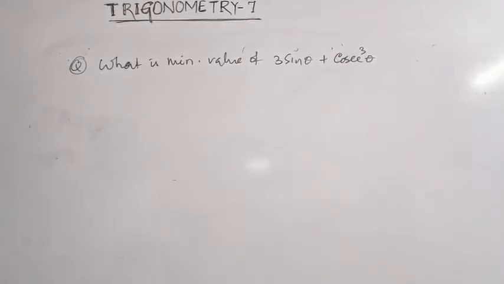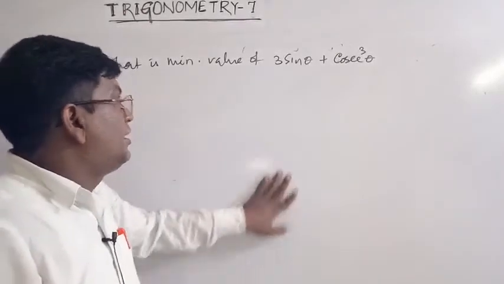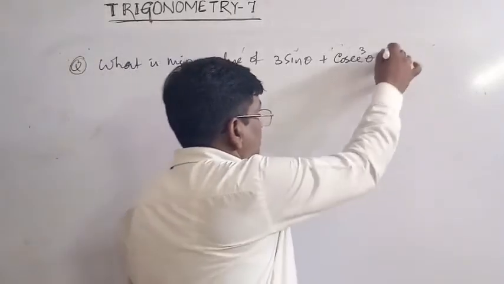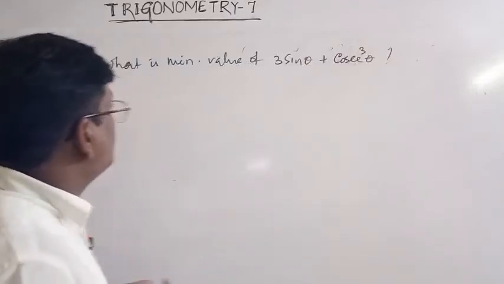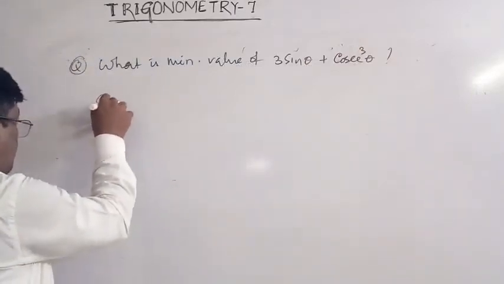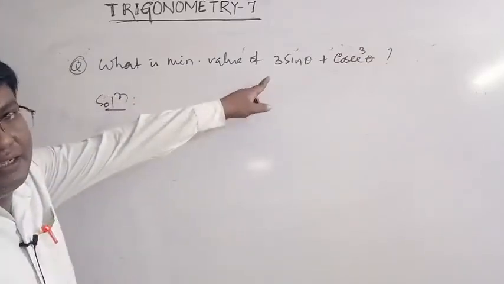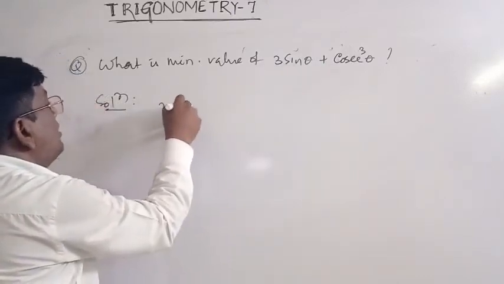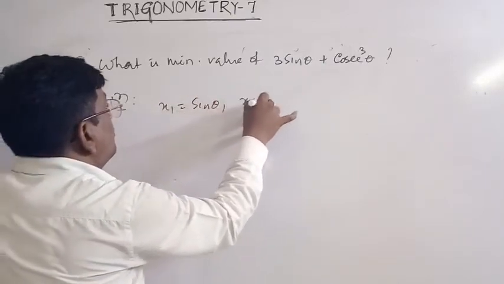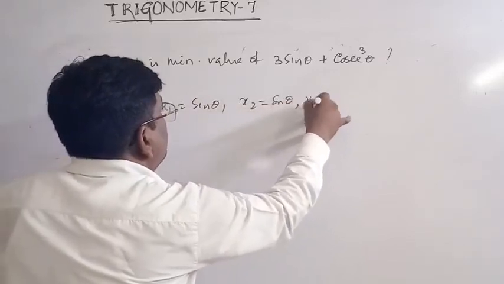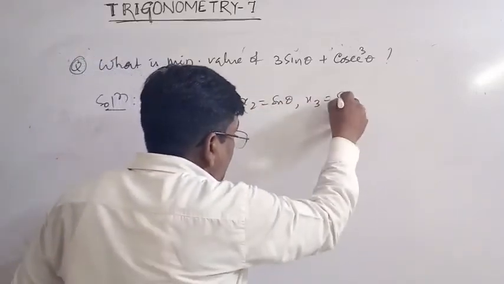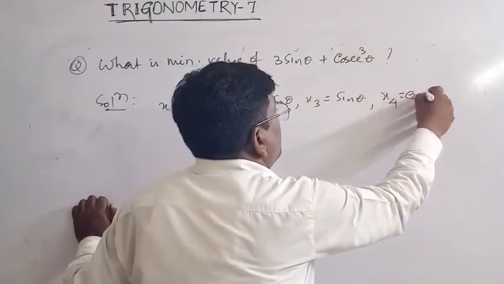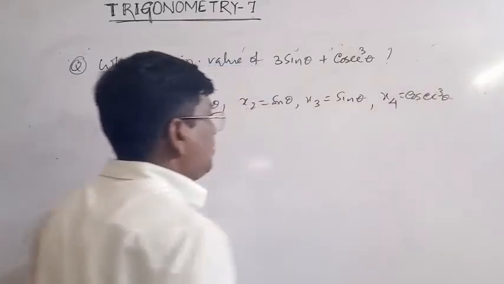This is an entrance type question. What is the minimum value of 3 sin theta plus cosec cube theta? This is an application of AM and GM. Solution: there are 3 sin theta, so sin theta 3 times. Let x1 is equal to sin theta, x2 is equal to sin theta, x3 is equal to sin theta, and x4 is equal to cosec cube theta.